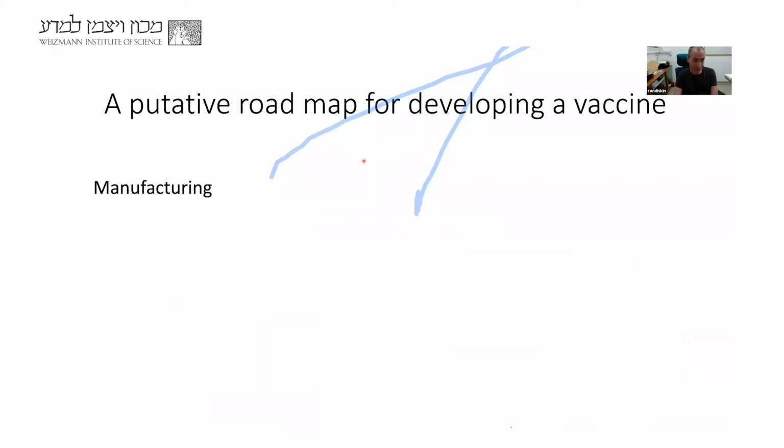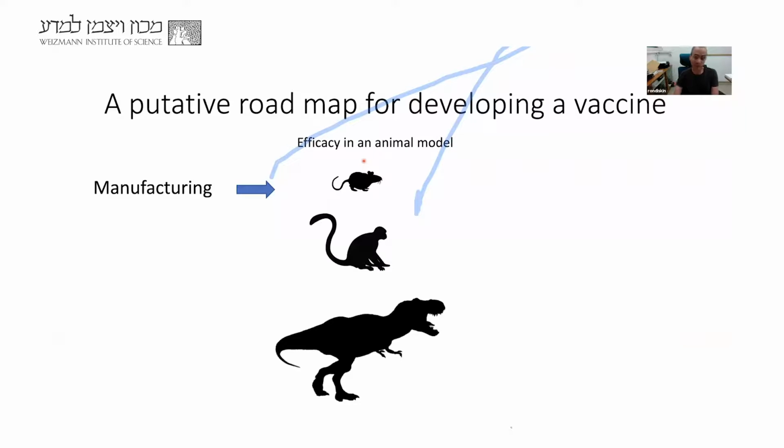So as I told you, the manufacturing already started, but the first obstacle would be to show that those vaccines are actually advantageous, and that could be shown in some kind of an animal model. There are different models that people already started to develop. It could be as simple as using mice. It could be more complicated, using non-human primates, but it might actually be more challenging. We still don't know that.